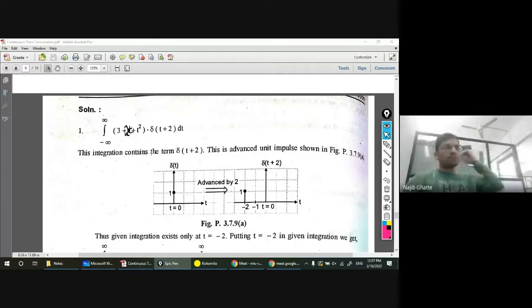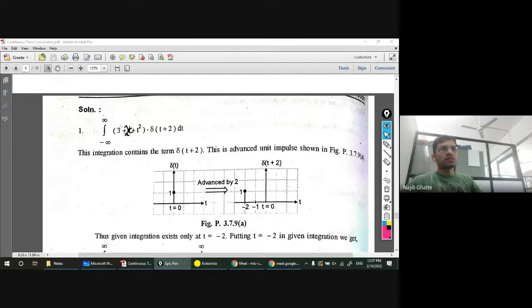First, what is the meaning of delta t plus 2? Delta t plus 2 means that you will be having the impulse function exactly at t equal to minus 2. Do you agree to this? Yes, this means only at t equal to minus 2 you have that value. Fine. So now you have to substitute t equal to minus 2 in this expression.